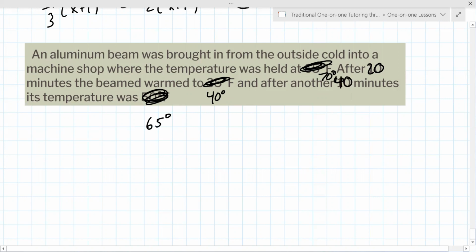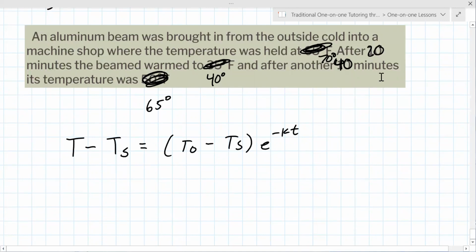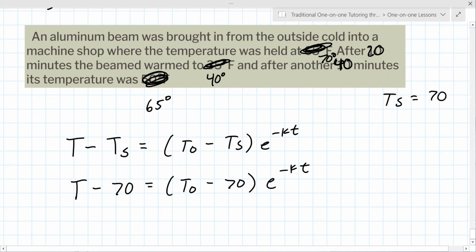Okay, so it's T, that's your starting. Let me see here. There it is. T equals T0 minus TS e to the minus kt. So your TS is 70. The other two points are just data points.